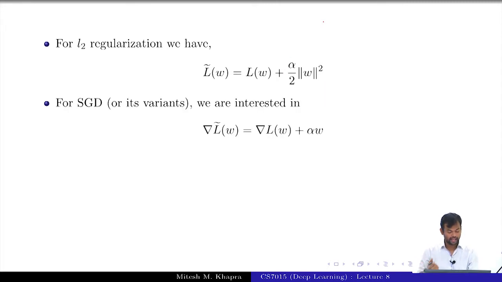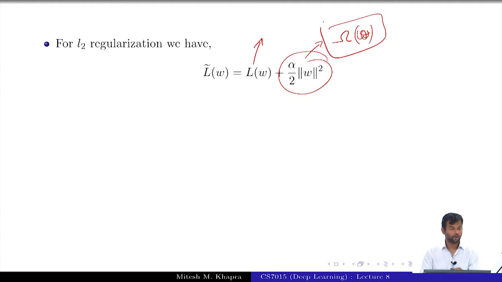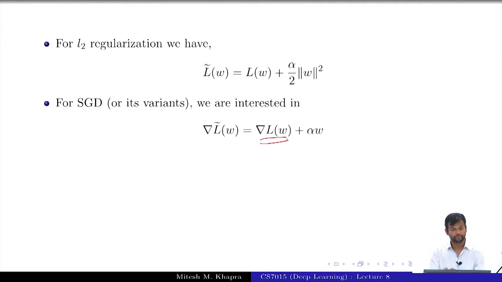Fine. And now for SGD, what would I need for gradient descent? Just in case you have forgotten what GD is. What do we need? Nothing, we have done it already. The gradient of this, which is a sum of the derivatives of the two quantities, of which you know one, right? You know this already. And what's the other one? Alpha W, right?